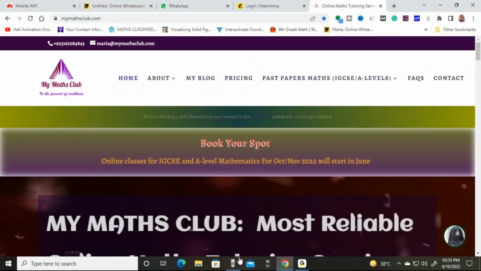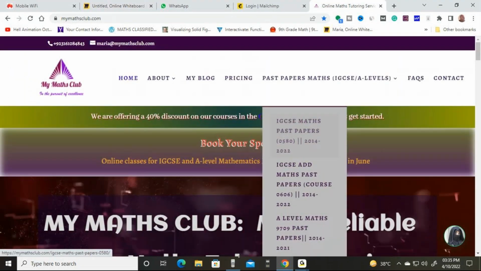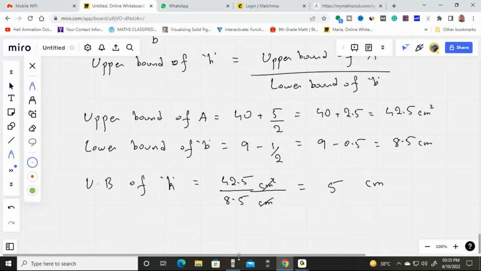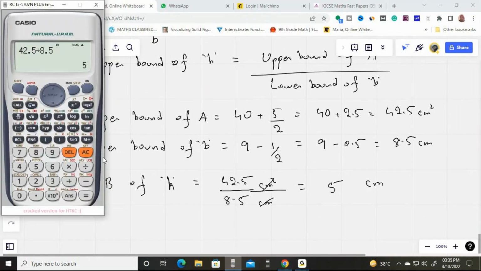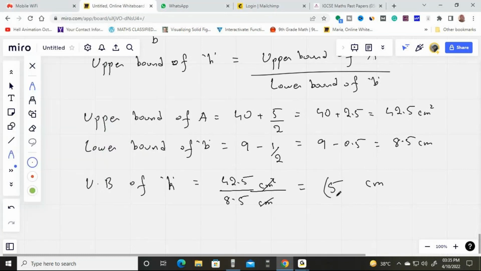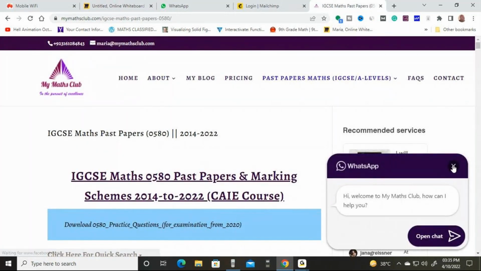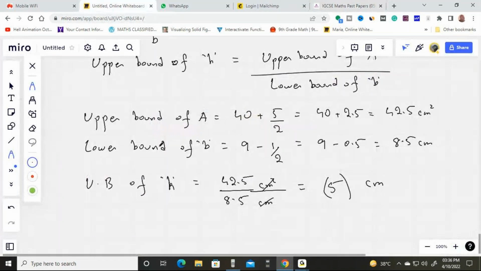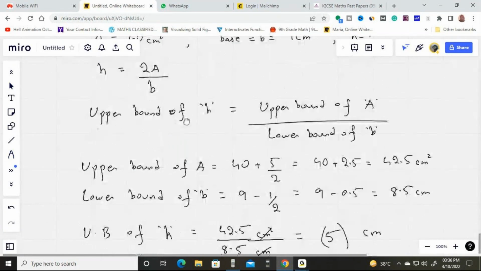No, isn't it half? Half times 8.5 times 8 equals 42.5. Sorry, what? I don't understand. The formula of area of a triangle is half into base into height. So we just neglected that half right now. We are going to check in the marking scheme first. Are we getting 5 or 10? We have to multiply the answer with that 2. Certainly we do.